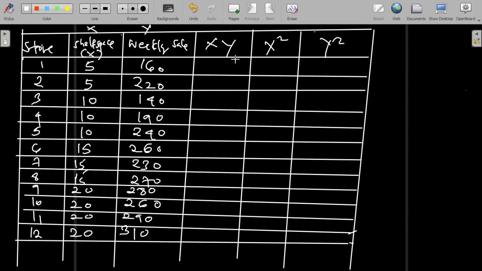So we take out the weekly sale, that is 55 up to 20, and the weekly sale that is equal to 160 up to 310. So you have the store, with the shelf space, as you can observe, represented by x, and y, represented as the weekly sale. We consider finding the summation of x and the summation of y.